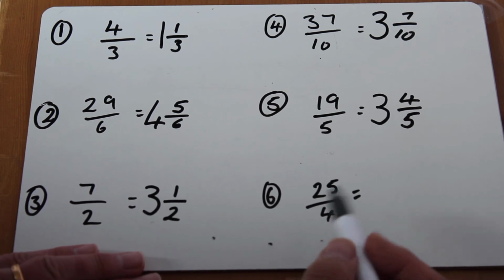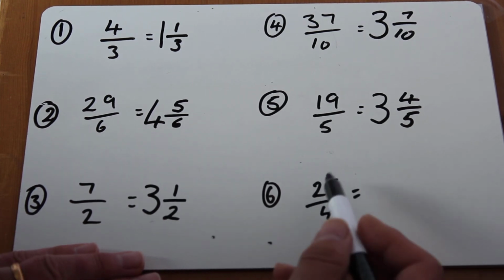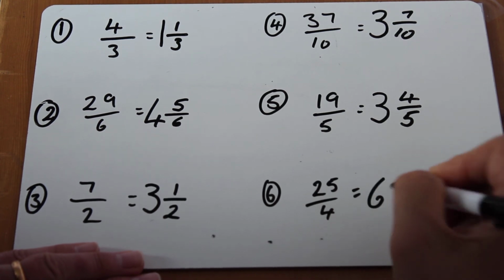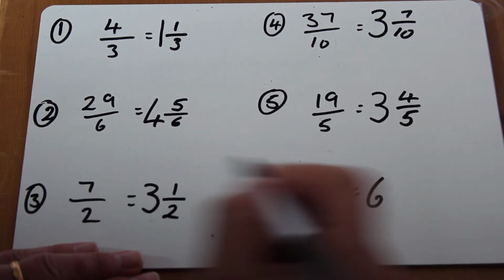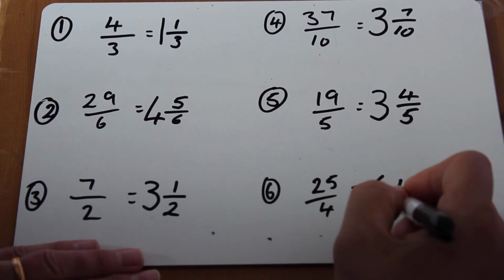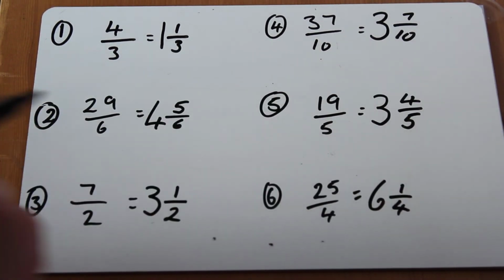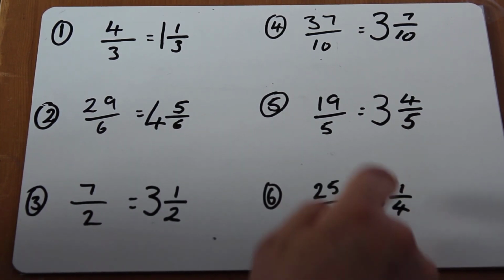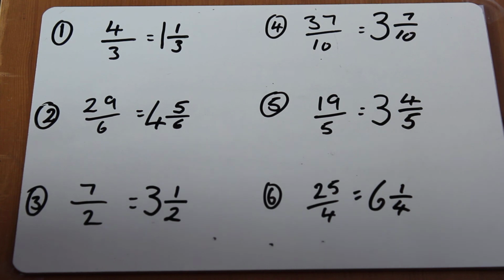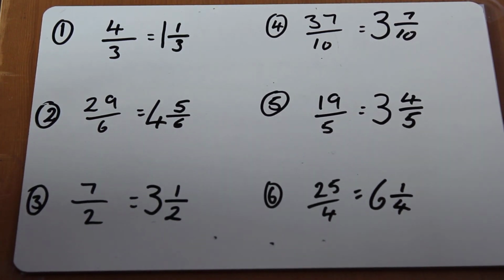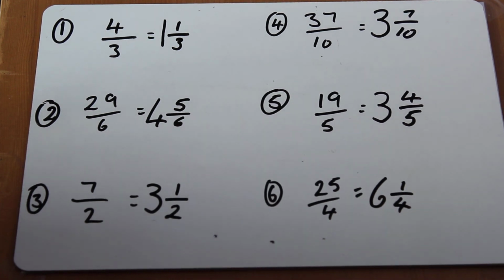On this final example, same method. 25 divided by 4 is 6. 6 4s are 24. There's a remainder of 1, and I divide by 4. Now, the important thing to note here is that my whole number is large enough for my fraction to fit next to it. Okay, that's important. And that's how you change an improper fraction into a mixed number.